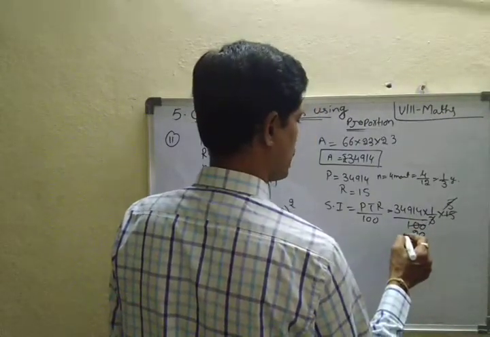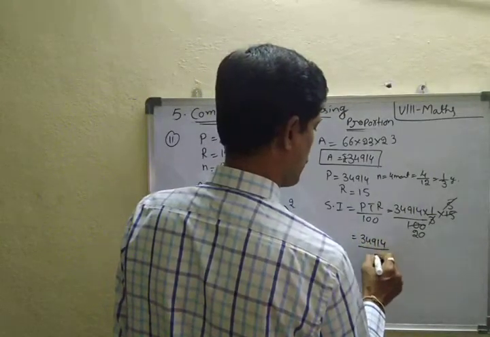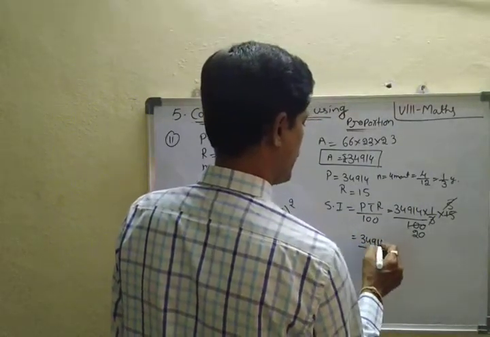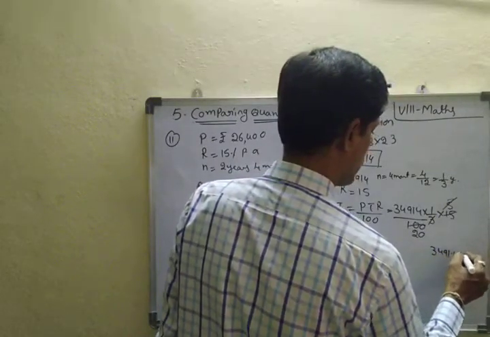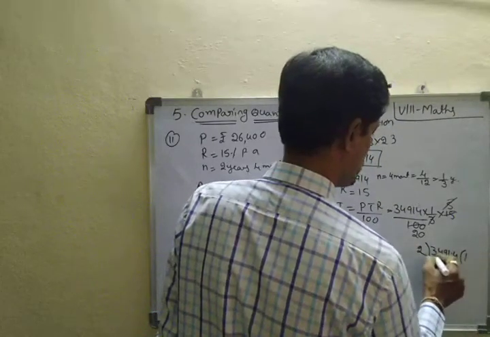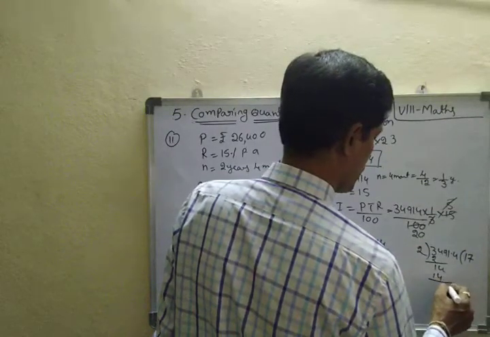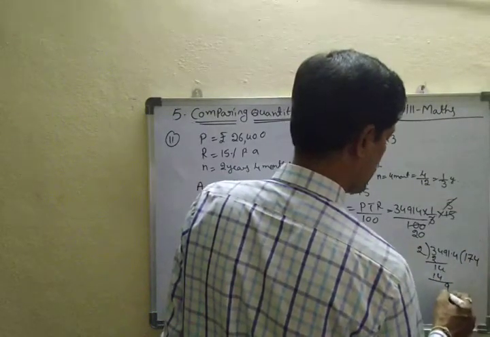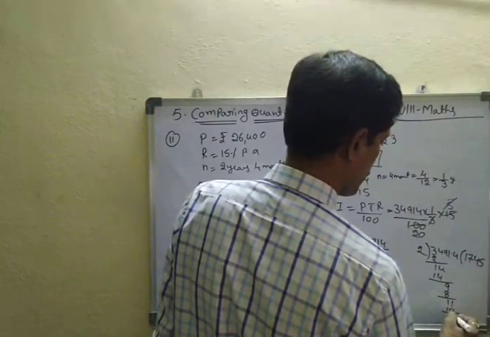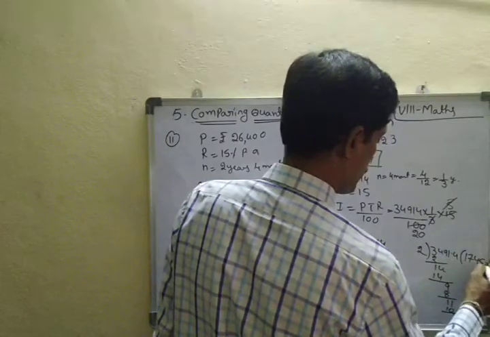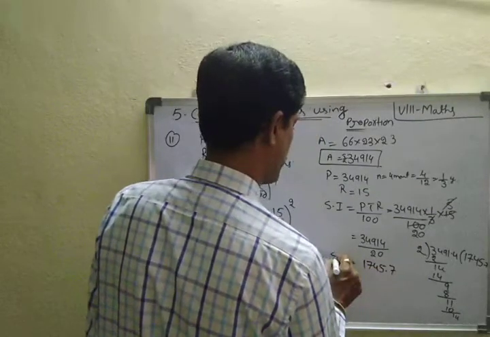Next, here 3 4 1, 20. Here 1 decimal. 3 4 9 1.2. Here 2 table, 2 1s, 2 1 4 2 7 14. Here 9 2 4 8 1 1 2 5. Therefore, that equals 1745.7. That is the simple interest.